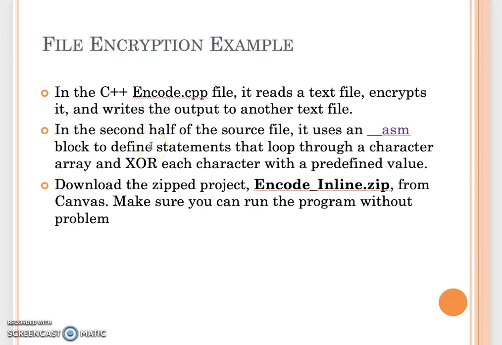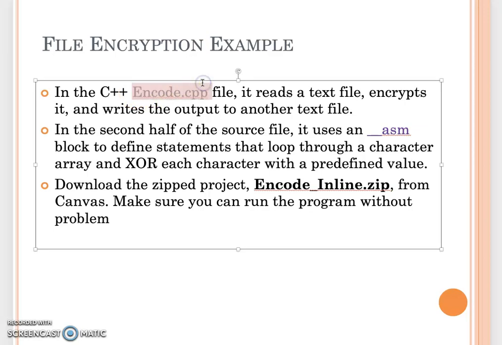In this section, we will use the example encode CPP file to demonstrate how to write inline ASM code. Remember, you already did that in assignment 9. In assignment 9, we talked about how you can have a text sentence, use inclusive OR to encode it, and then use inclusive OR again to decode it.